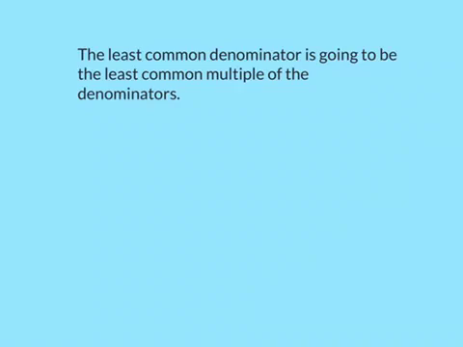When we're finding the least common denominator, which is what we want to do when we're adding and subtracting fractions, this is going to be the least common multiple of the denominators. So we've already talked about least common multiples, so we're going to apply that here. So let's go back to looking at adding 1/2 plus 1/3. We could list out the multiples of 2 and 3 to find the least common multiple.